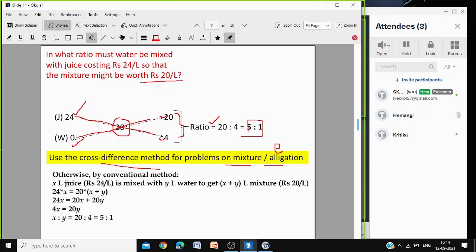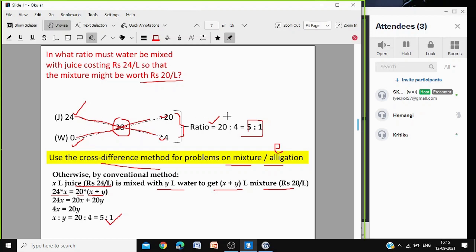So traditionally, how will you do it if you are not using the cross method? You will say x liter at 24 per liter, that is juice, is mixed with y liter, which is 0 rupees per liter, to get x plus y liter, x liter juice and y liter water, costing 20 per liter. So 24 rupees into x liter should be 20 rupees into x plus y liter. And this is how you solve it. But this cross difference gives you a very quick and easy method.